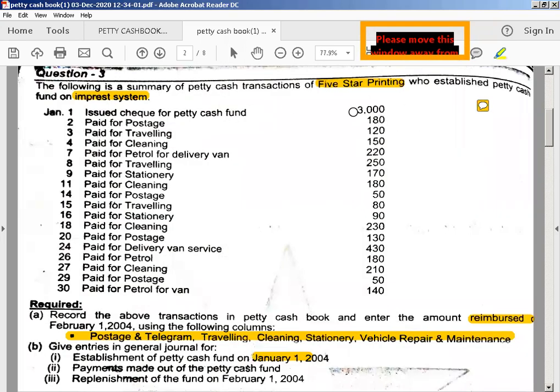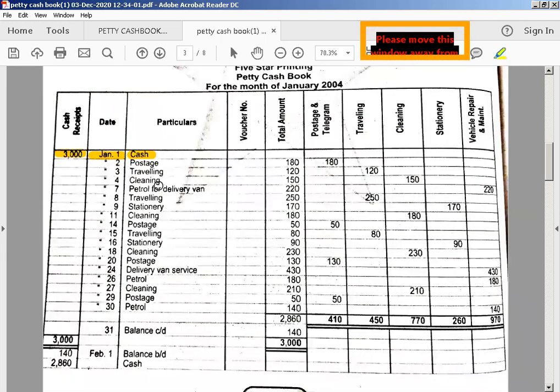Now, after this 3,000, we have another expense paid for postage. I'm requesting you all to kindly solve this question a little bit faster and in your manuals with me, so that you will be more confident. So, students, you have to follow the procedure of the petty cash book. On January 2, we have paid for the postage, amount 180. The recording will be particulars postage.